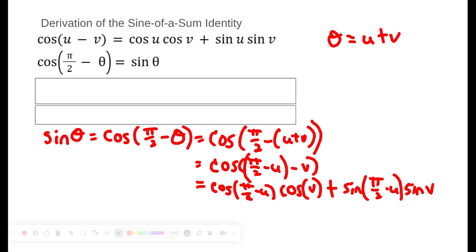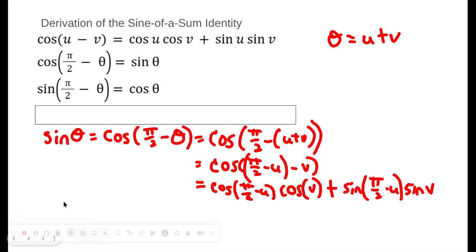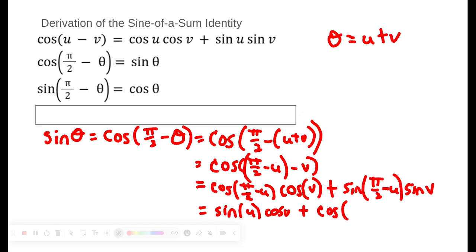Okay, I think we're looking pretty good here. Then we will use one more of these cofunction identities: the sine of pi over 2 minus theta equals the cosine of theta. Using both of those cofunctions, the first term is the sine of u times the cosine of v. And then we're going to add the sine of pi over 2 minus u, which becomes the cosine of u, times the sine of v.